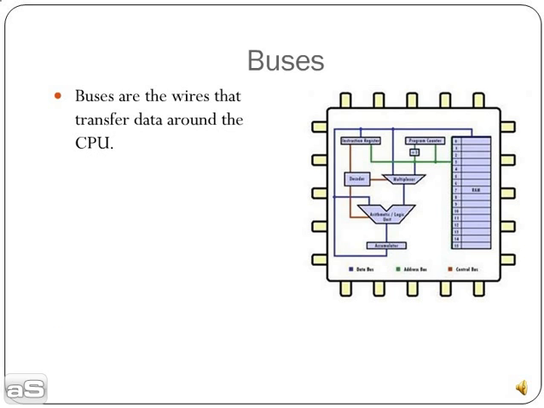Buses are the wires that transfer data around the CPU. There are 3 types: data bus, address bus, and control bus.